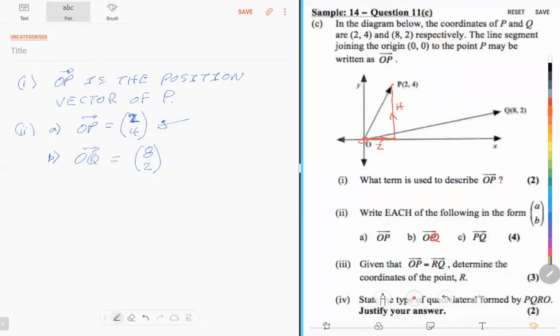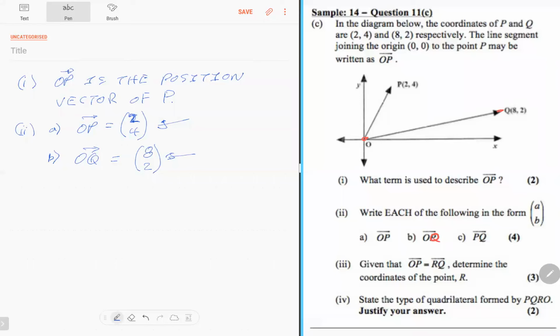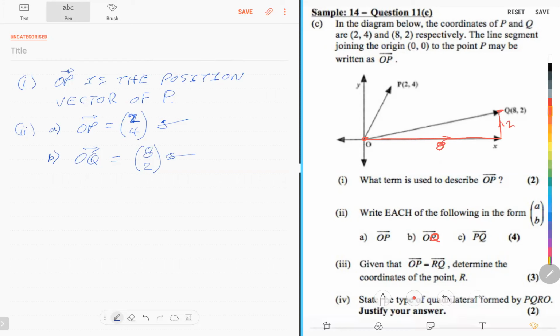And then now the other one for OQ, what does it mean? What does this one mean? 8, 2. OQ is 8, 2. It means that to go from O to Q, you go 8 units to the right this way, and 2 units up. That's what the 8, 2 mean. All right, and that's the same values that you will use for the coordinates anyway. So that's why the same values in the position vector. Same values. All right, so basically that's that.